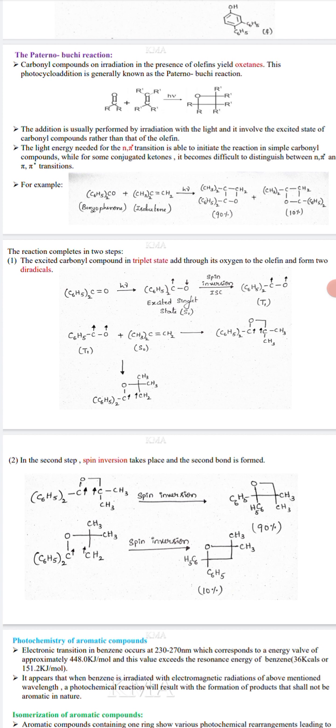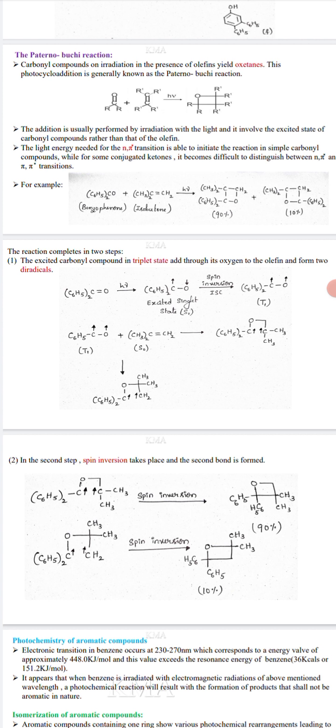So it clearly shows that the reaction happens between ketone and alkene, and the ketone will be in the excited state. That is, the reaction happens between the excited state of ketone and the ground state of alkene. So here we can take the example of benzophenone and isobutene. They react with each other in presence of light to form an oxetane. So we have got two products, one major, 90%, and another minor, 10%. Both are oxetanes, and the reaction proceeds in the following two steps.